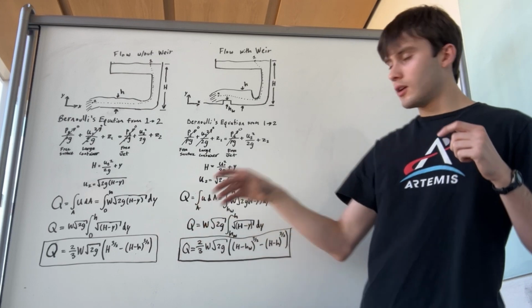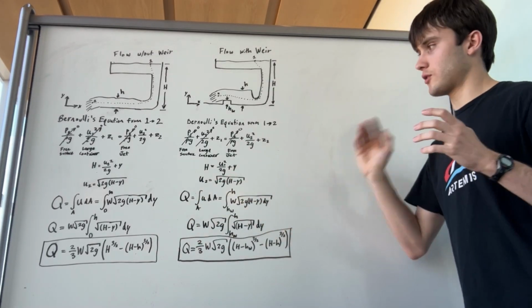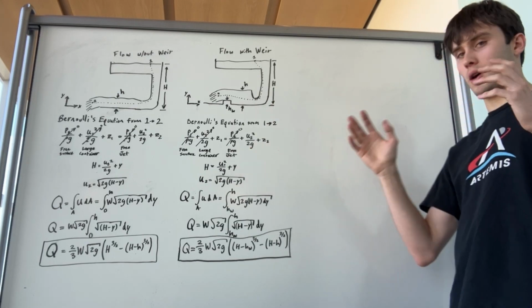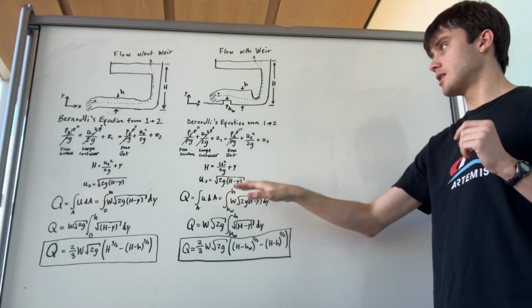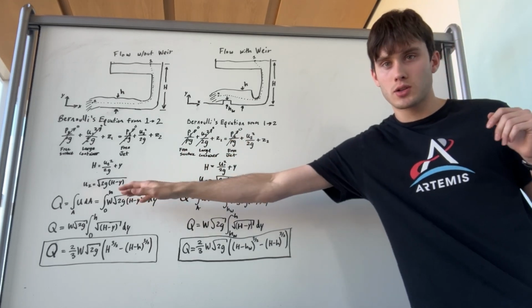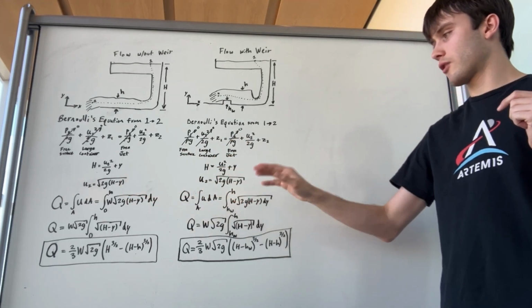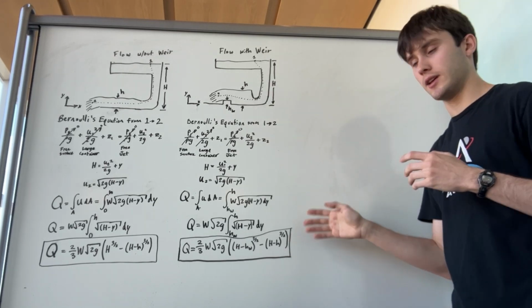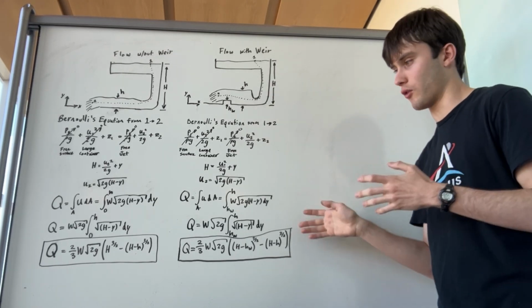without the weir. The math with a weir is very similar, same Bernoulli's equation, but the only difference is that instead of integrating from 0 as our lower bound, we're integrating from the height of the weir to the height of the flow, which gives us this slightly different expression for the flow rate over the weir.